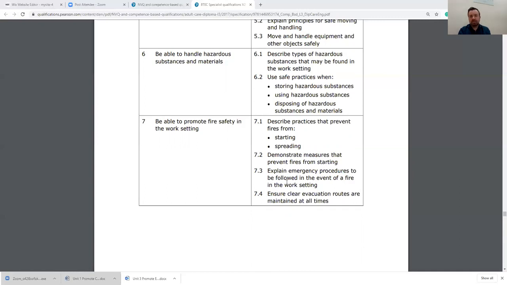So the safe practices when storing hazardous materials is simple. We need to make sure that the item's clean and it's not leaking. We need to make sure that it's stored in a dry area, away from the heat source, and we need to make sure that we're following the data sheet.